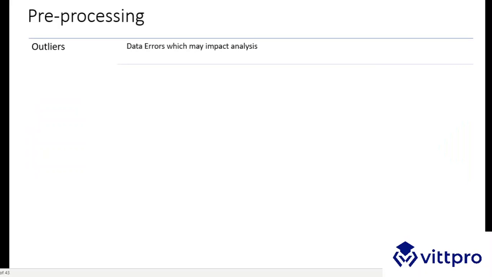Then when you are cleaning the data, there are usually outliers, i.e. the noise makers. These are data errors which will be impacting the analysis. So you have to remove the outliers. Normally to remove the outliers, you use the standard deviation. Everybody knows standard deviation, right? What is the standard deviation?